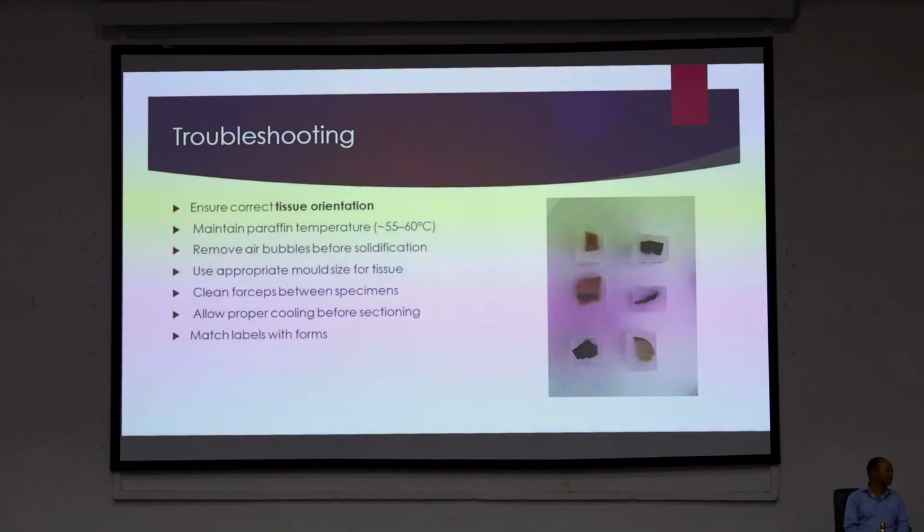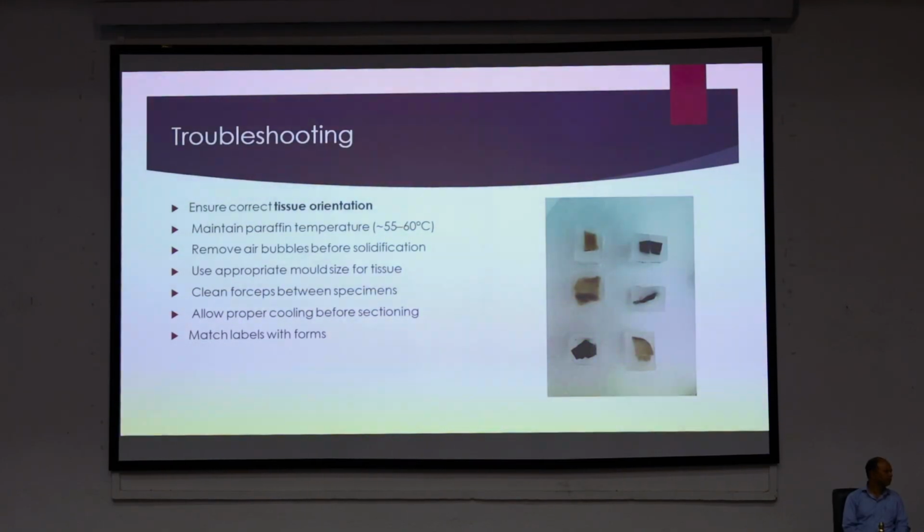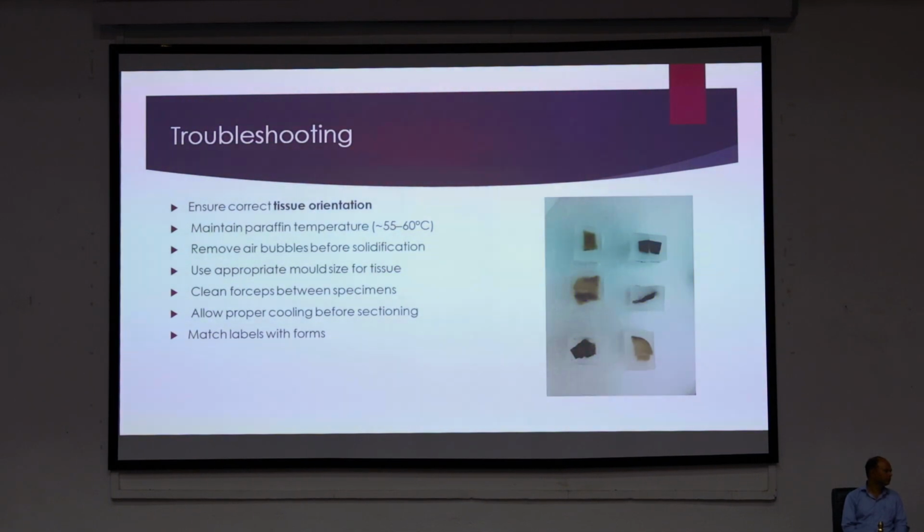When we are making blocks of tissue where the size is very small, like USG guided biopsies or CT guided biopsies, the size of tissue is very small. Maybe a bit of tissue gets adhered at the bottom of the forceps, then there is a possibility of cross contamination. Allow proper cooling before sectioning. If rapid cooling occurs, there is a possibility of cracking in the block, which may interfere with section taking. And match labels with forms.